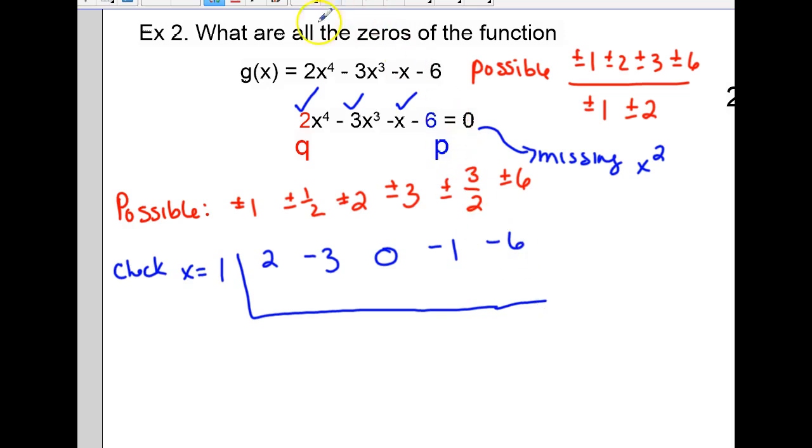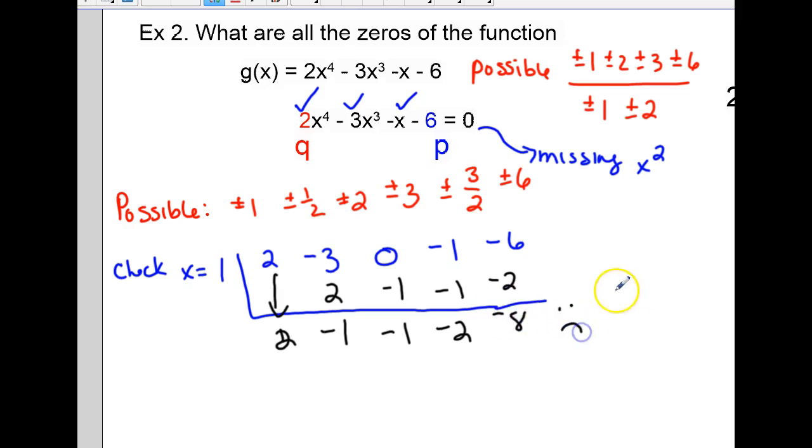And now we're going to start the synthetic division process. So we're going to drop it like it's hot. This is a 2. Multiply it. Add it together. This is going to give me a negative 1. I'm going to add it. A 1 and a negative 1. This gives me a negative 2. So 1 times negative 2 is negative 2. This is negative 8. So x equals 1, not going to happen.